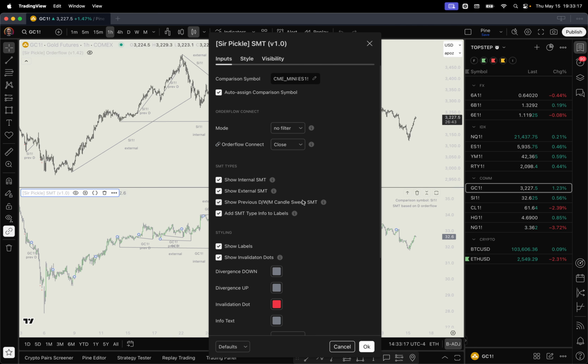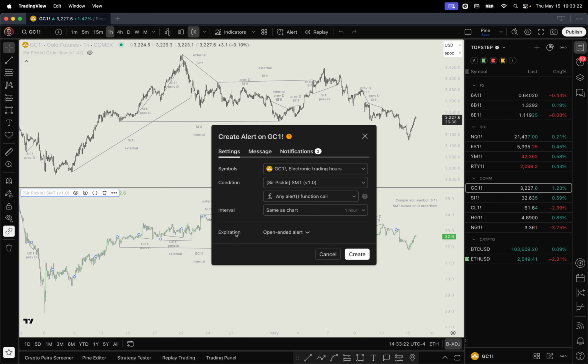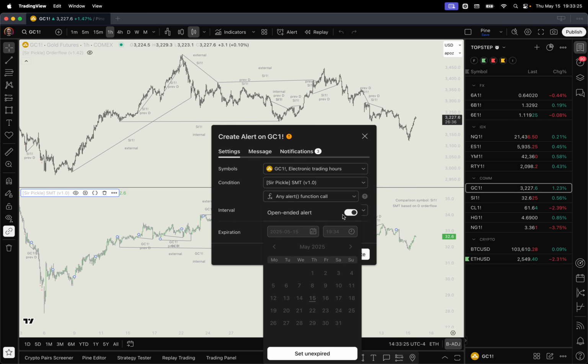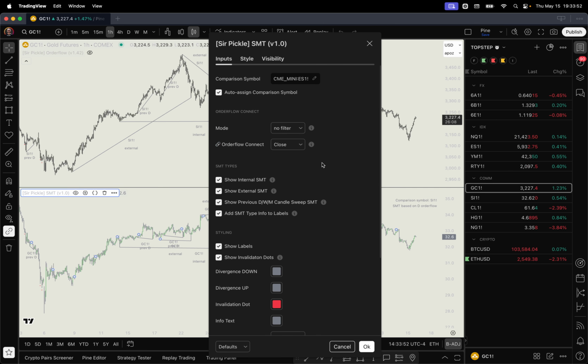You can make it open-ended if your TradingView account allows you. So if you click here and choose expiration open-ended alert. If you don't have this option, I think the Essential plan already offers this, but I'm not too sure. Then you can at least set it up for 3 months or so, then put a reminder in your calendar and set it up again at that time. But usually you can make it open-ended and you will get pinged all the time when it happens for your entire watch list, which I absolutely love. And that is that feature.